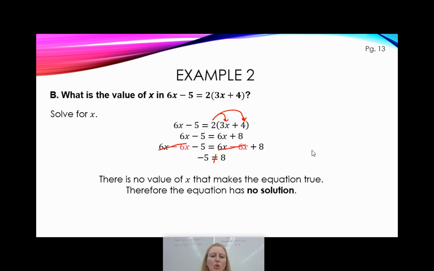So if you get something like 6 equals 6, that's always true. It's an identity, and that means it has infinitely many solutions. If we get something like this one, where we had negative 5 equals 8, we know that's not true. And so there's no solution, and it's definitely not an identity.